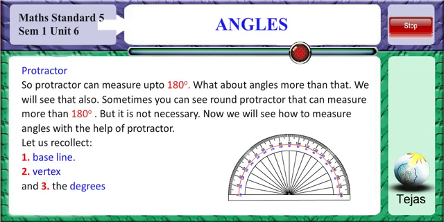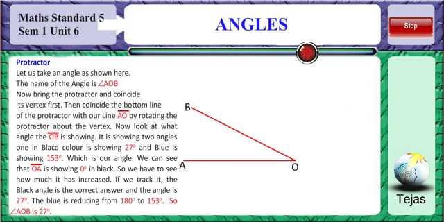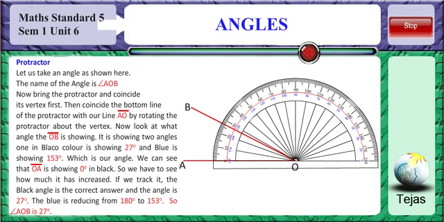Let us recollect the following points before we proceed. We should know what is meant by baseline, vertex and degrees, which we have seen earlier. Let us take an angle as shown here. The name of the angle is angle AOB. Now bring the protractor and coincide its vertex first. Then coincide the bottom line of the protractor with our line AO by rotating the protractor about the vertex.